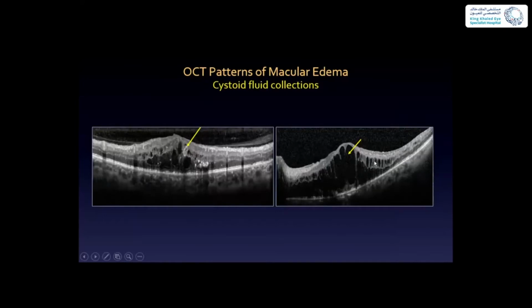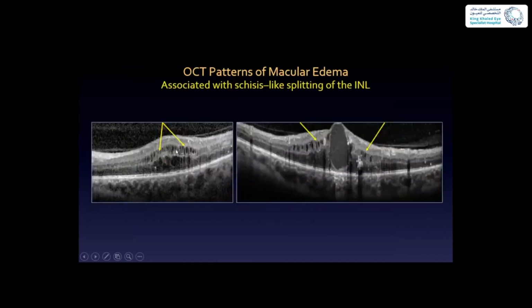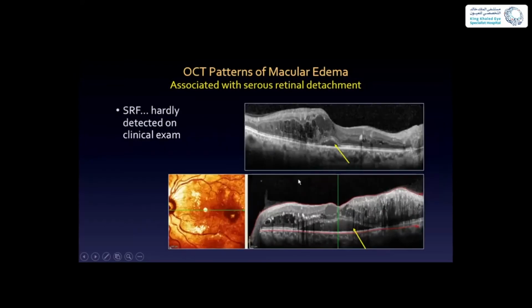And it can be associated sometimes with inner nuclear cysts, such as here, causing schisis, splitting in the inner nuclear layer, in addition to the Henle fiber layer edema, as we can see here. Recognize always that the fluid in the outer plexiform is more than the fluid in the inner nuclear layer. This is very important. Sometimes macular edema is associated with subretinal fluid, and this may be very difficult to detect clinically, but you can see it on the OCT very nicely.